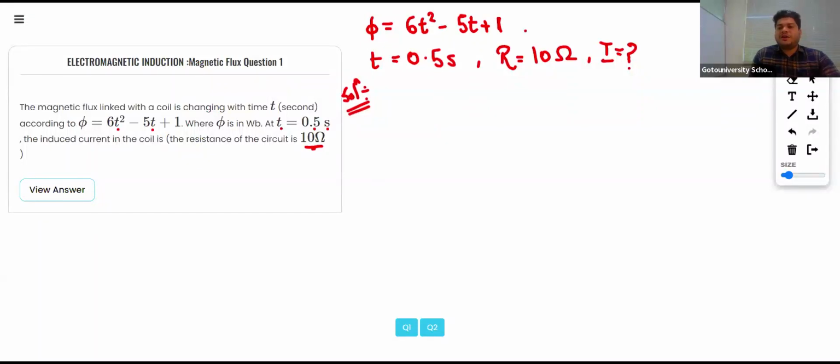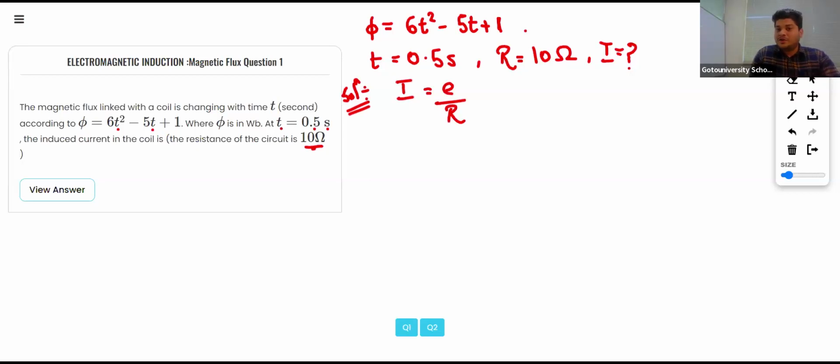Okay, what do you want to find? You want to find the current. Now, please let me know what is the formula for current. As per Ohm's law, V is equal to IR. But in this chapter, in place of V, we are using E. That means E is equal to IR, so I will be equal to E upon R.